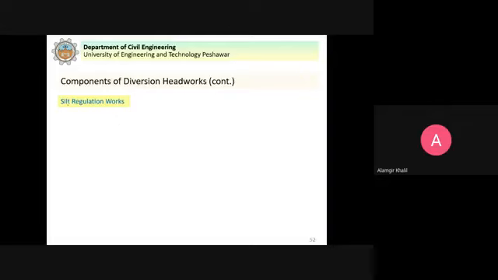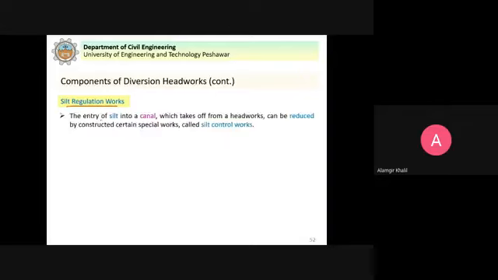So now we discuss the silt regulation works. The entry of silt into a canal which takes off from a headworks can be reduced by constructing certain special works called silt control works.